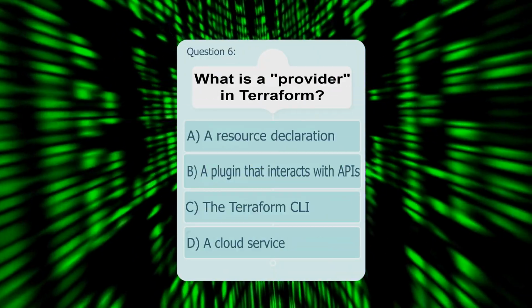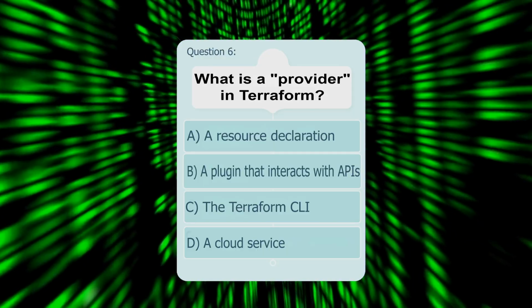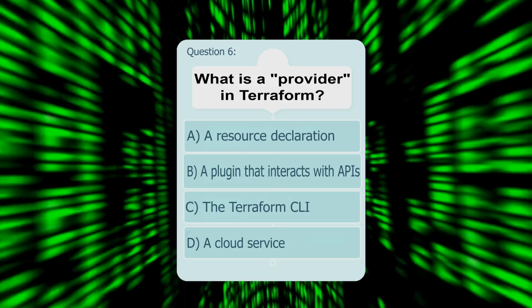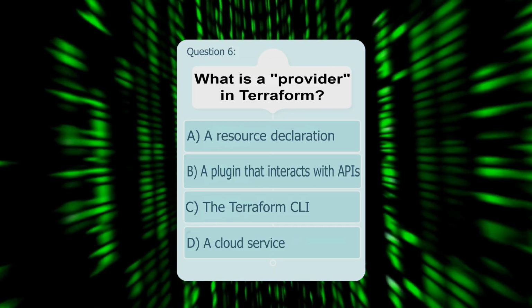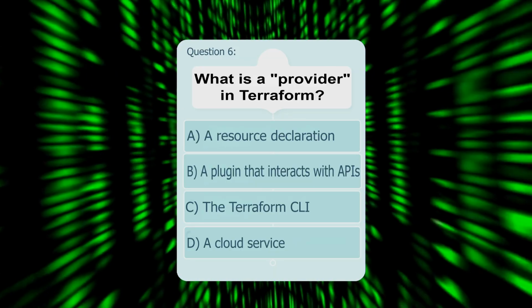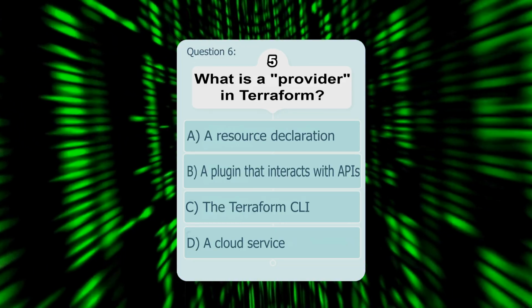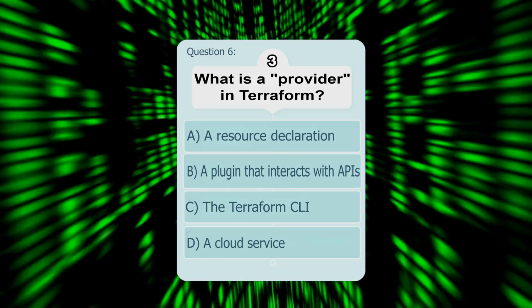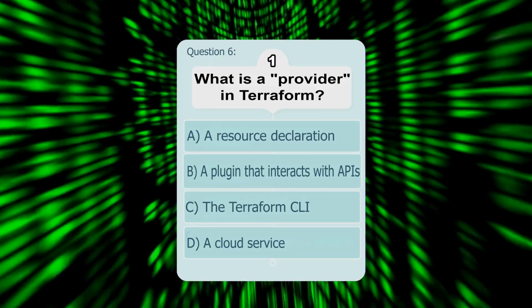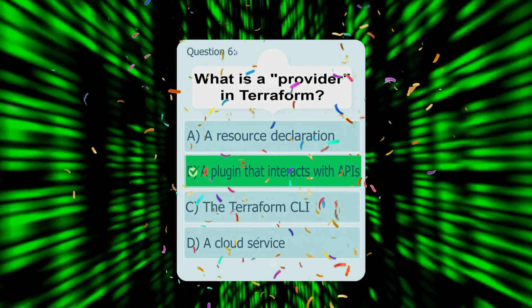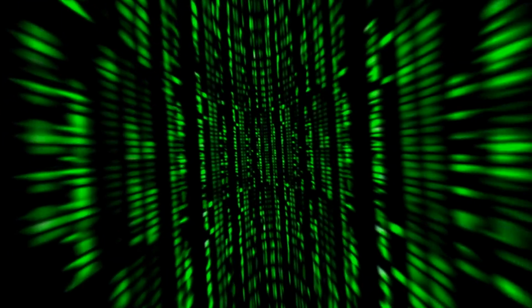Question 6. What is a provider in Terraform? A. A resource declaration. B. A plugin that interacts with APIs. C. The Terraform CLI. D. A cloud service. Answer. B. A plugin that interacts with APIs.